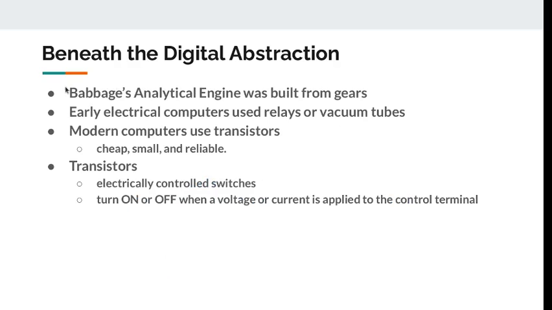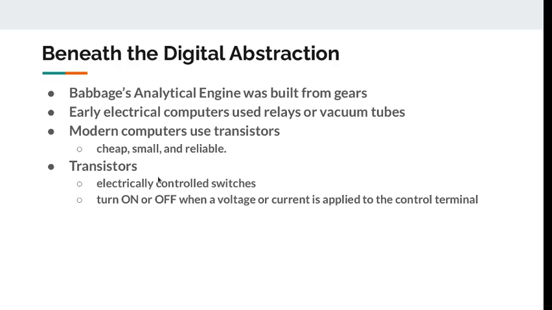Yeah, so first, Babbage, that's a historical computer. Babbage's Analytical Engine was built from gears. It was able to do computations. The early electrical computers used relays and vacuum tubes, and that was expensive and not reliable. Modern computers use transistors because they are cheap, small, and reliable.